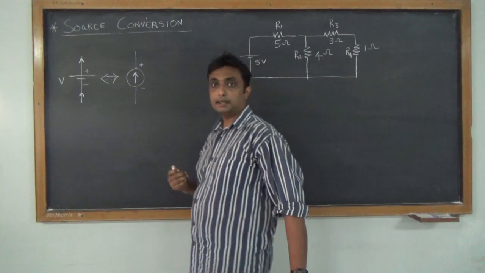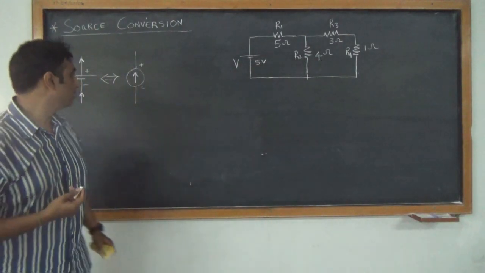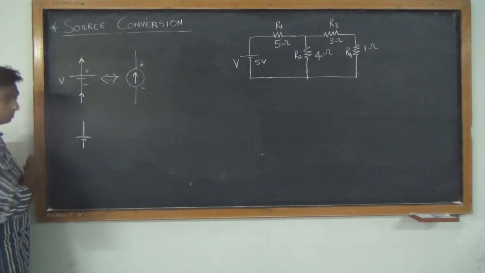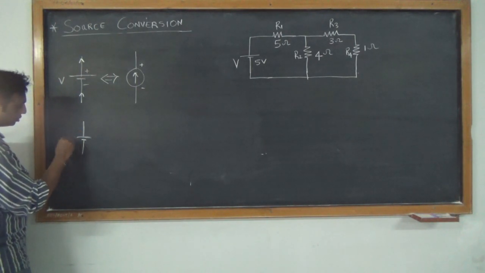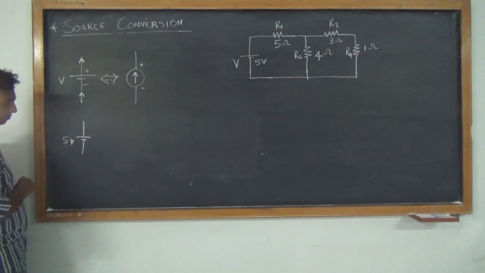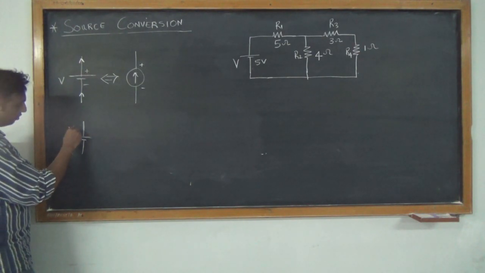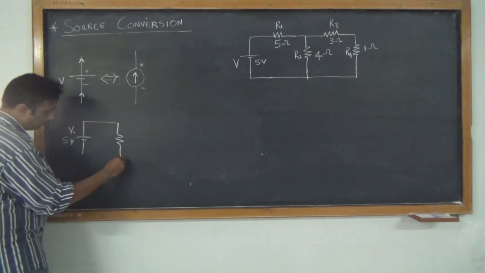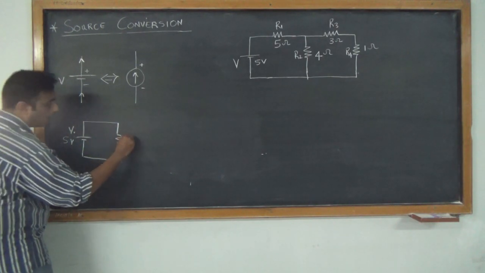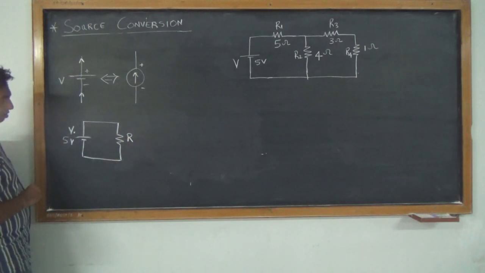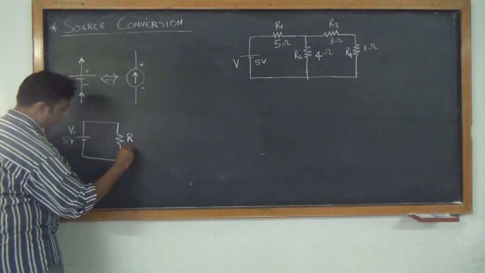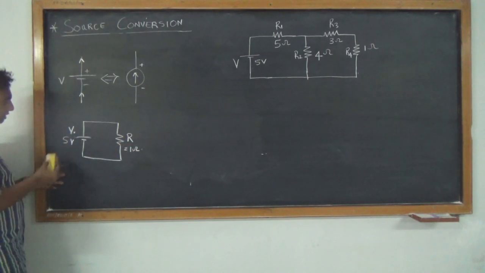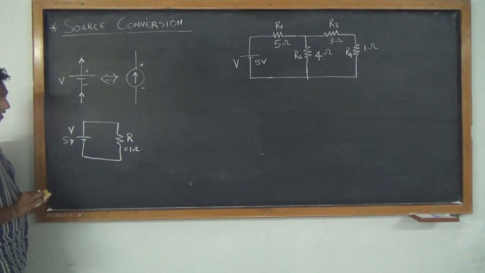So to understand it better, we will take a small example wherein you have a voltage source of 5 volts. Say this is your V1 and you have a resistor R of 1 ohm. So say this is your V and this is your R.